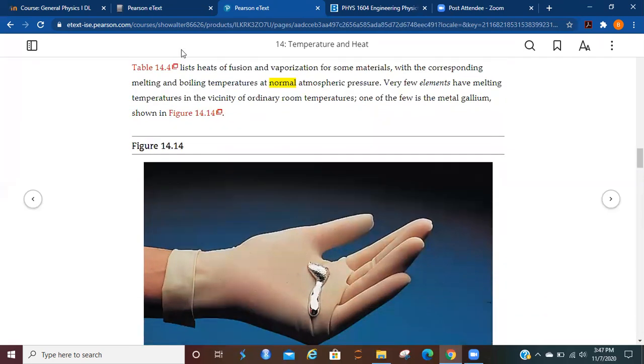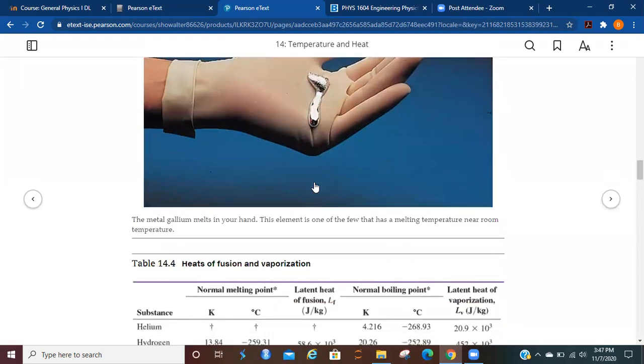We can look at heats of fusion and vaporization for some materials with corresponding melting and boiling temperatures at normal atmospheric pressure. Very few elements have melting temperatures in the vicinity of ordinary room temperatures, but one of the few is the metal gallium.